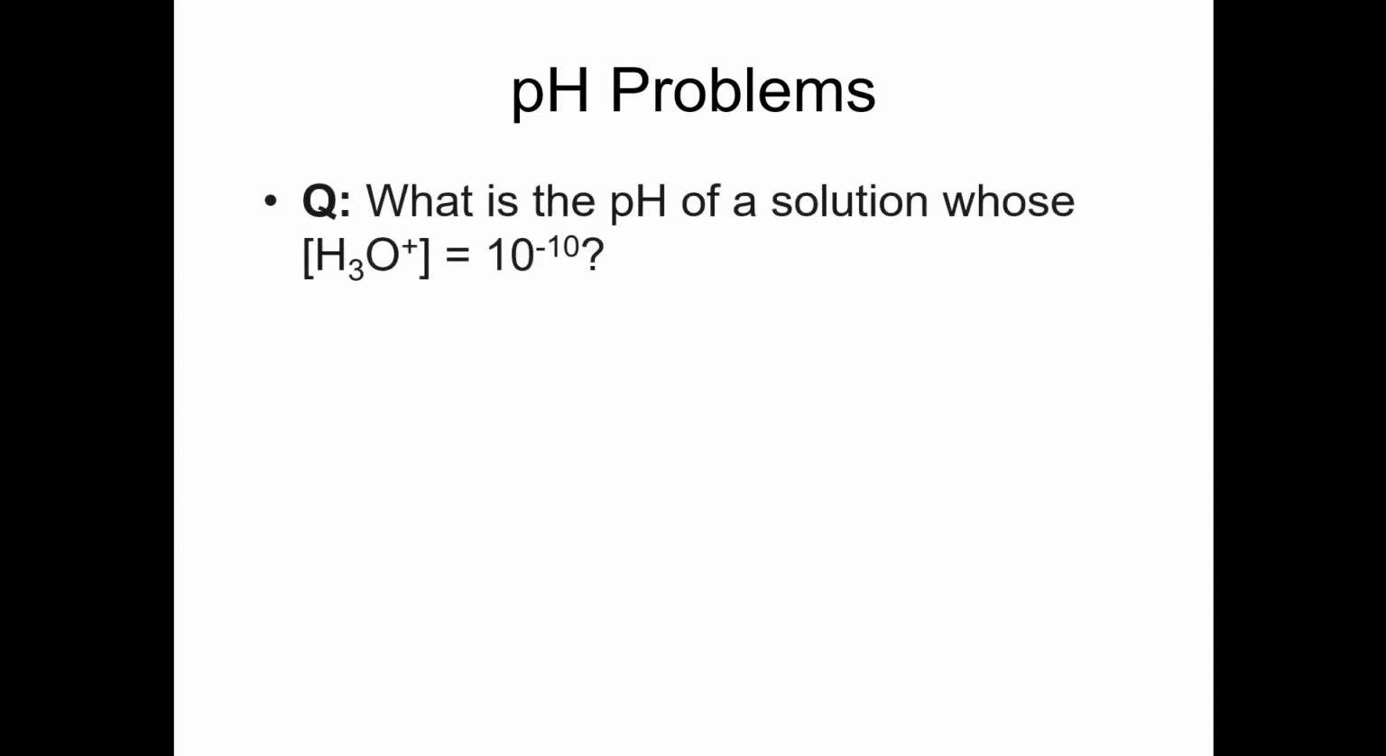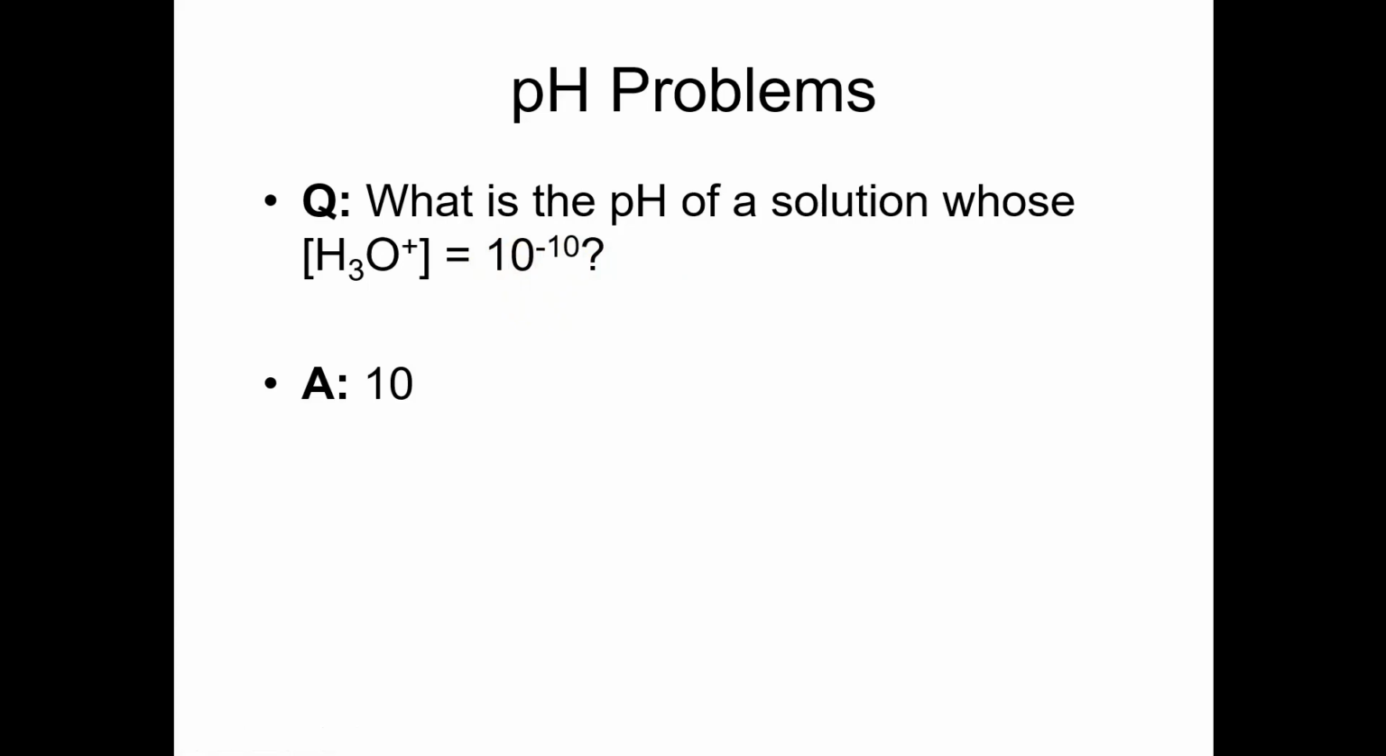Okay, so we can try some simple pH problems. These are the sorts of things where you can pause the video if you want, work it out on the calculator, and then turn it back on. Question: what is the pH of a solution whose hydronium ion concentration is equal to 10 to the minus 10th? Answer: that is 10. That's very easy because there's no coefficient in your scientific notation here. It's just 1 times 10 to the minus 10th, and so therefore that is 10.